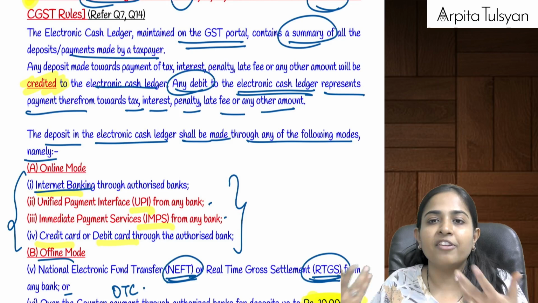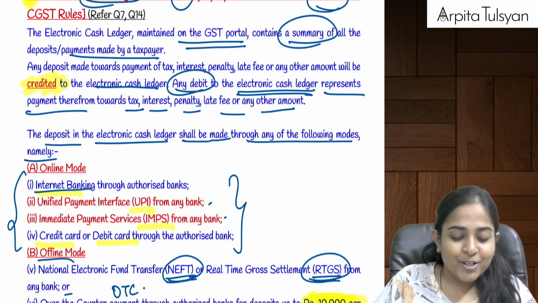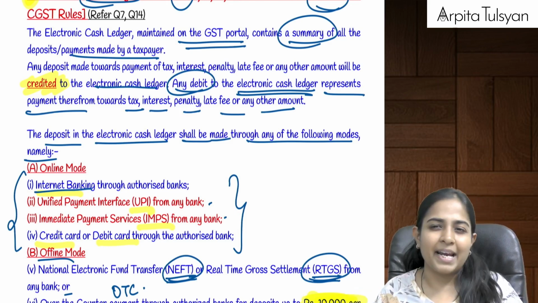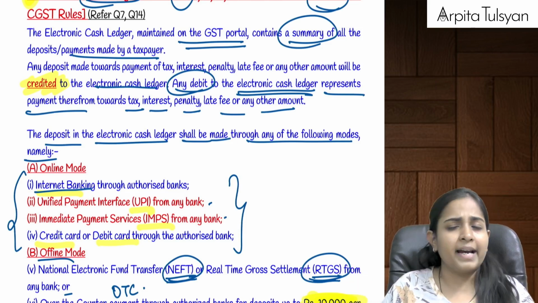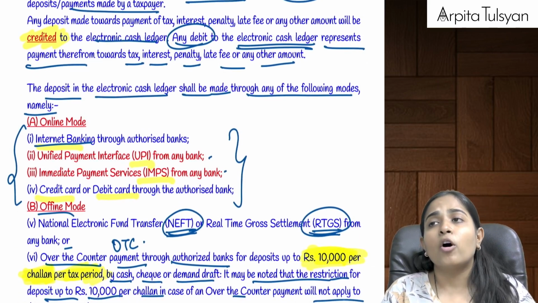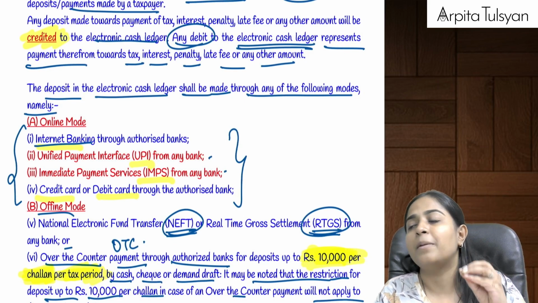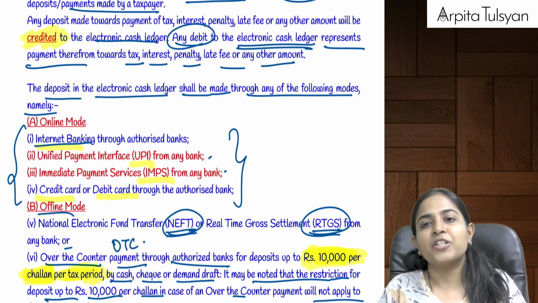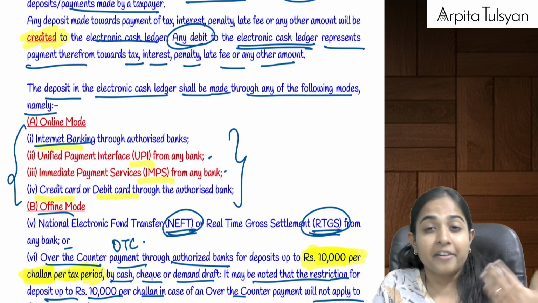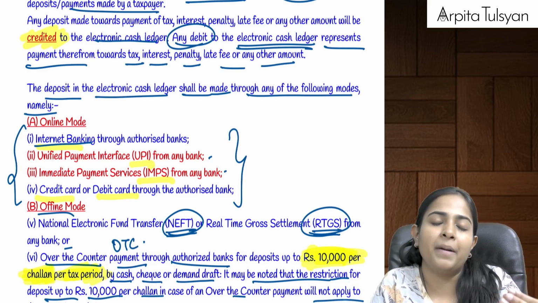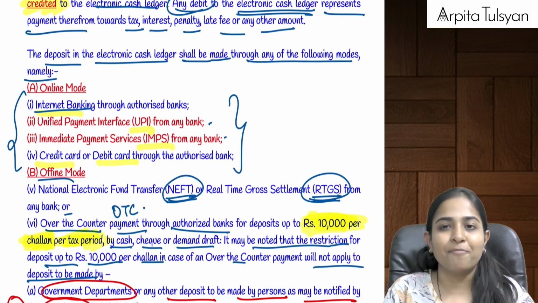Okay, ma'am, how to refill this e-wallet, or how to deposit the money in this electronic cash ledger? So this can be done by online mode, that is IMPS, net banking, debit card, credit card, UPI, etc. These methods can be used. Or alternatively NEFT, RTGS, or over the counter payment up to rupees 10,000 per challan per tax period. This much amount of payment by way of over the counter method can be done. It means they are not really promoting us to do the payment over the counter, because they are telling us to please start utilizing the online method of making the payment.